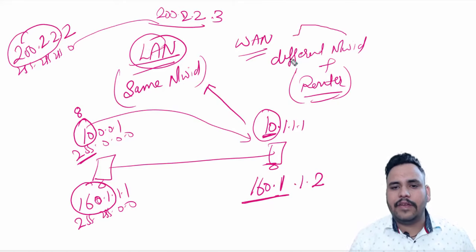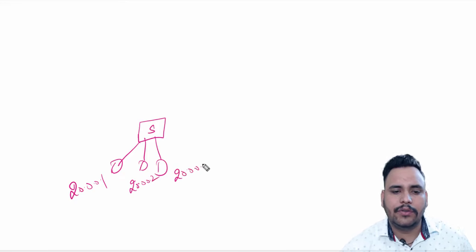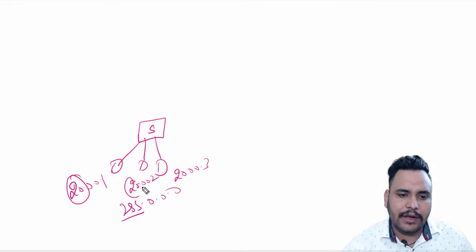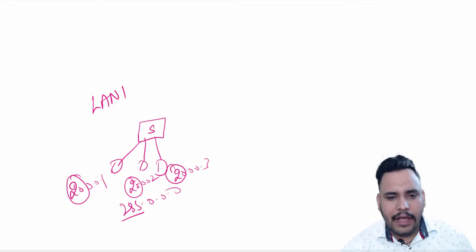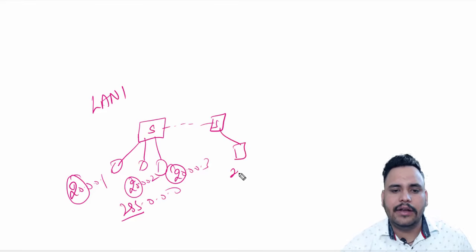And in WAN we say different network ID plus a router is being used. So for example, we have one switch and we have 3 IP addresses here, like 20.0.0.1, 20.0.0.2, 20.0.0.3, with subnet mask 255.0.0.0. If the 20, 20 and 20 are the same, it means this is my LAN. You can call it LAN 1. And if you want to extend this, you can use a switch also, with a cross cable, like 20.0.0.4. Even if we have multiple switches, my network ID should be the same.